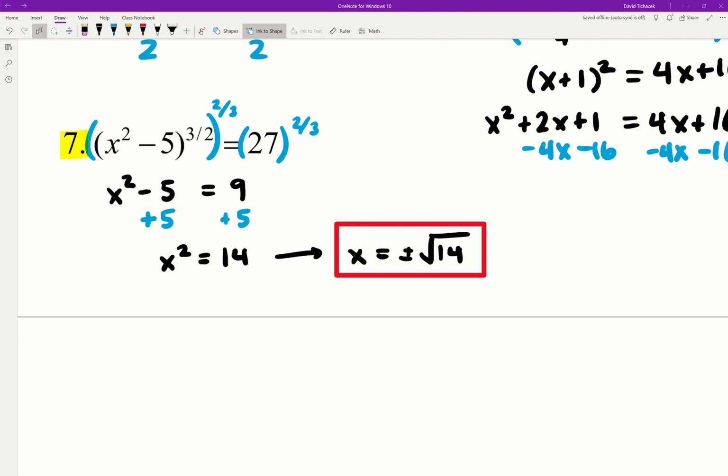Just don't forget that whenever you're trying to undo an exponent of 2, you are going to need to use a plus or minus square root in order to do that here. So plus or minus the square root of 14, those are going to be your results here in that example.